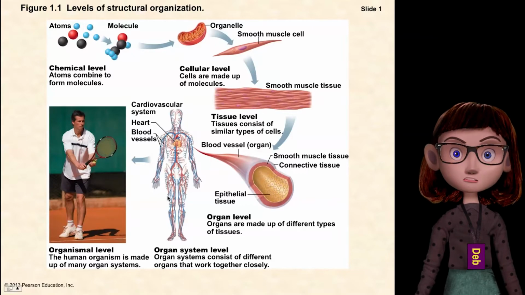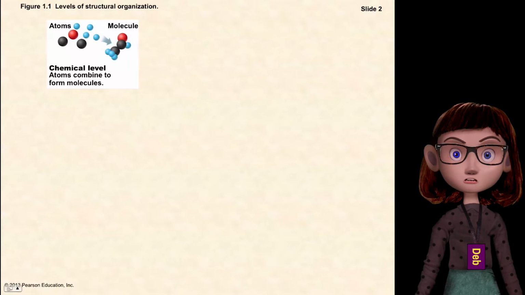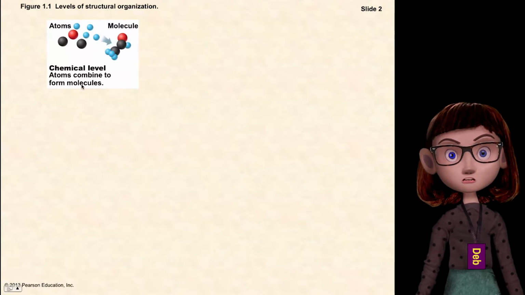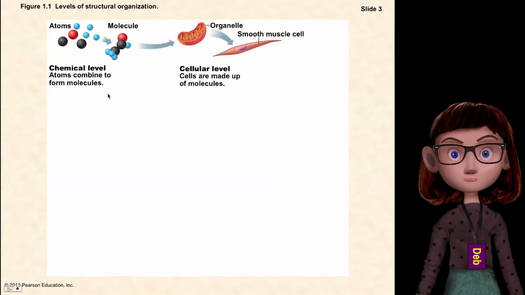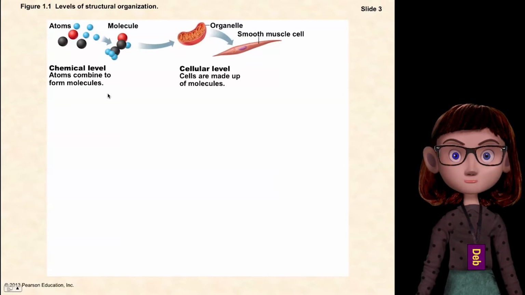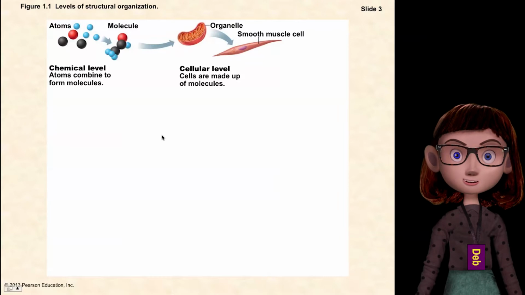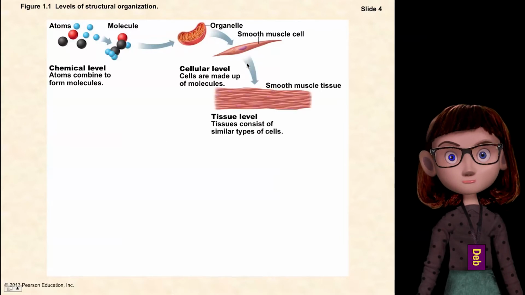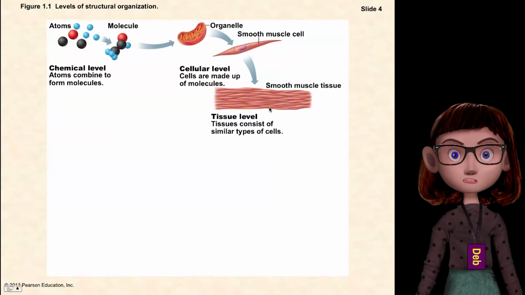So I'm going to flip through these with the step art. Levels of structural organization. The chemical level is when atoms combine to form molecules. Molecules are arranged into teeny little cellular organelles. The cellular level would include all the little cellular organelles that allow that cell to function properly. And this is showing an example of a smooth muscle cell. So these smooth muscle cells join together to form smooth muscle tissue. The tissue level consists of similar types of cells.